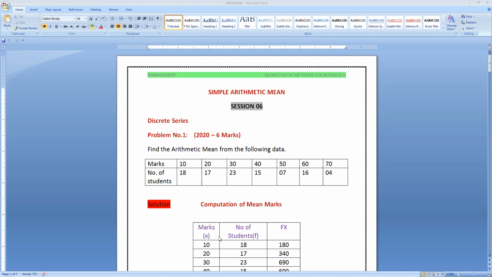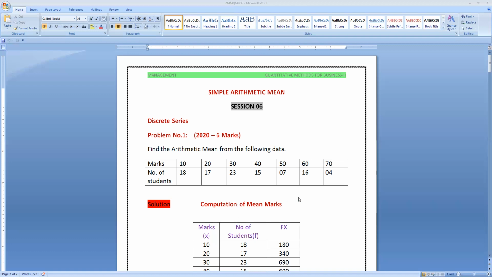In the previous session, we discussed the calculation of simple arithmetic mean in individual series. Let us discuss how the calculation of arithmetic mean can be done in discrete series. We know that discrete series means one variable column, the data we have collected, and another column showing how many times the variable varies. The variable is the x column and the frequency values are the f column. Both the variable and the frequency column are shown. That is called the discrete series.